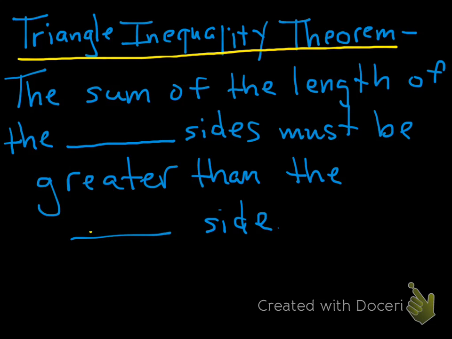Okay, let's move on to the triangle inequality theorem. So basically what that says is the sum of the length of the two smaller sides must be greater than the third side, which is going to be your largest side. So the sum of the length of the two smaller sides must be greater than the third side. Okay, so let's kind of do an experiment with that.